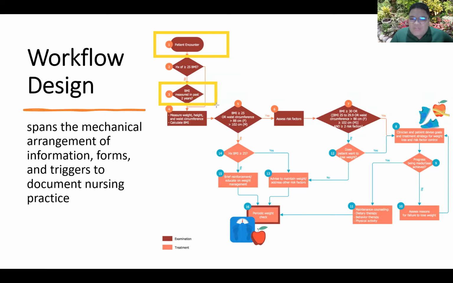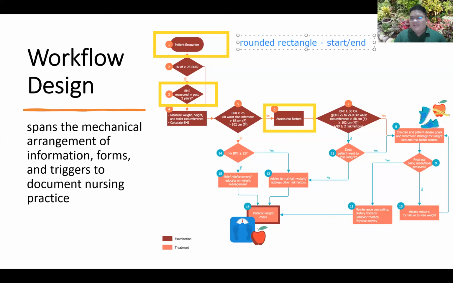Then you have your diamond. Then class, you have your rectangles. Ano pong ibig sabihin ng mga shapes na yan? Class, the rounded rectangle is actually intended to signal the start or the end of the process. Okay? It's intended to signal the start and the end of the process. The diamond class is actually a decision box. Your diamond there is actually a decision box.